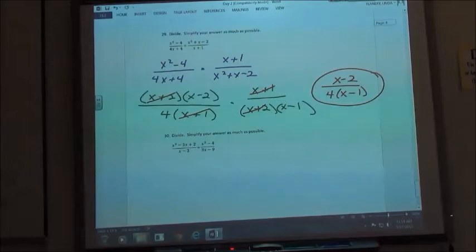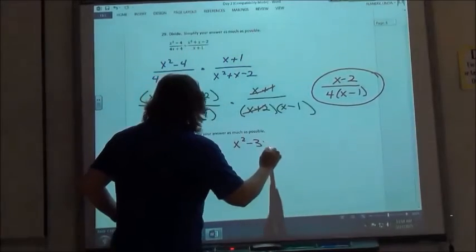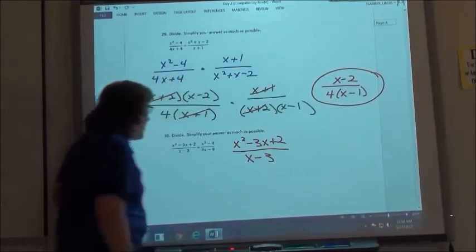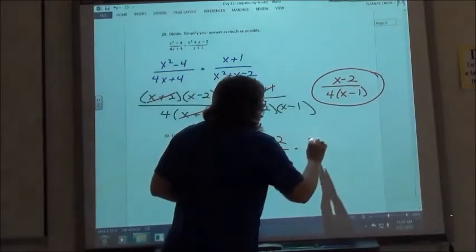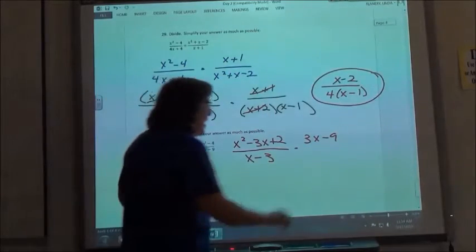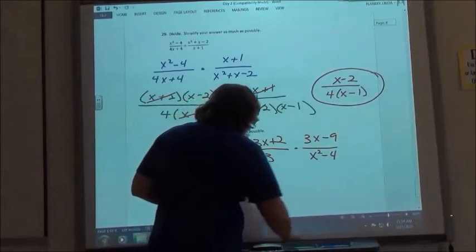And number 30, the last one, same kind of thing. I have x squared minus 3x plus 2 over x minus 3. I'm dividing, so I'm going to invert and multiply. The 3x minus 9 is going to go on top. And the x squared minus 4 are going to go on the bottom.